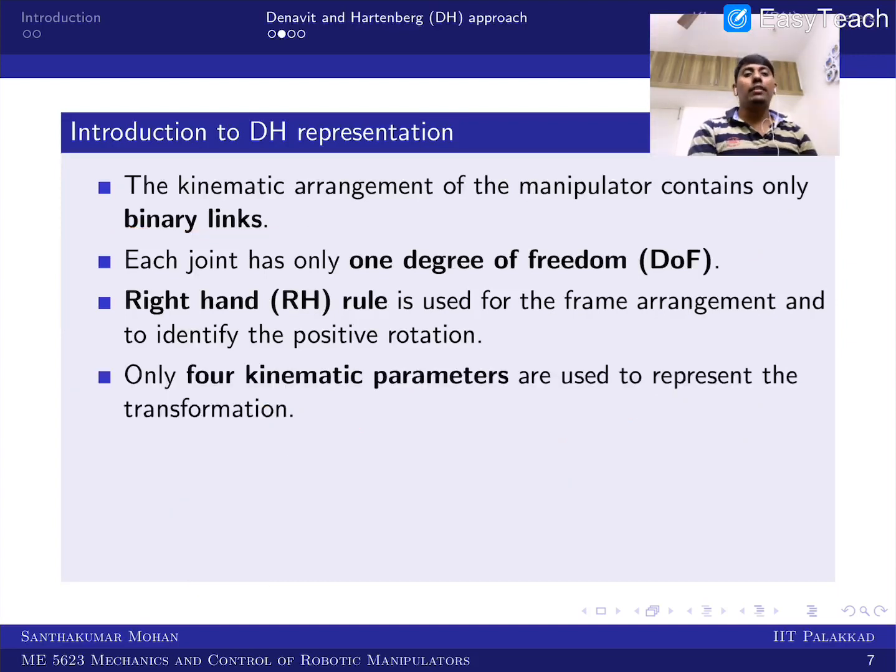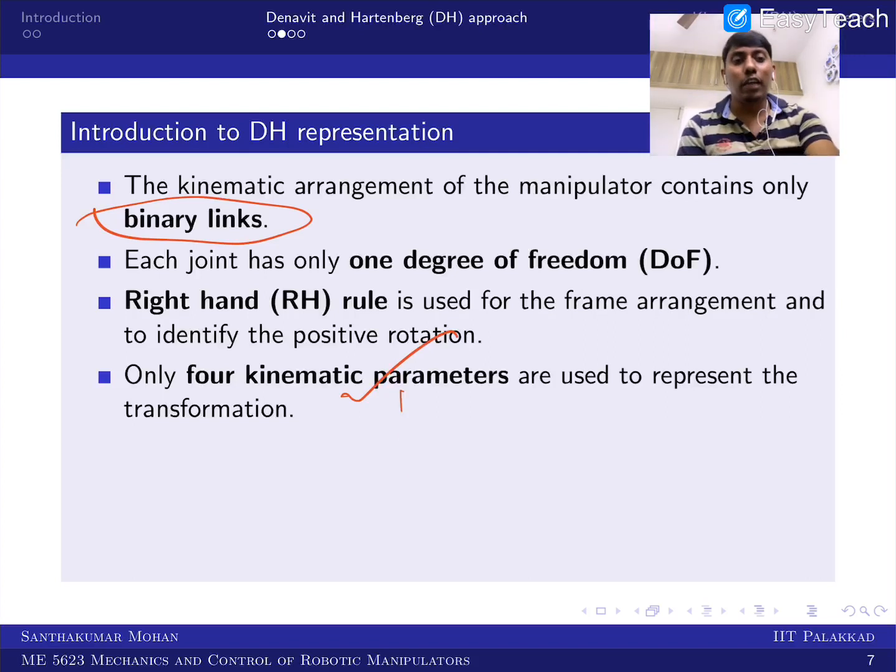So what they said, since we have already restricted all these cases, you have only binary links and only one degree of freedom joints. Then you can see that there are some constraints, or some information is inherent. So in that sense you can bring in only 4 kinematic parameters.